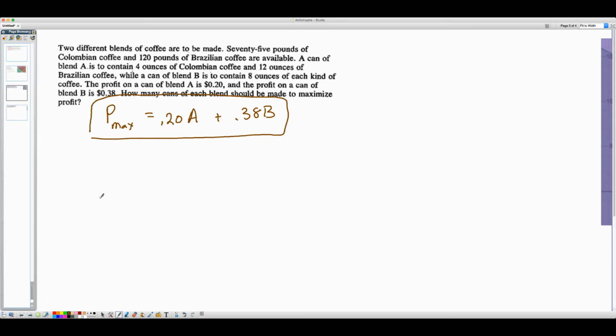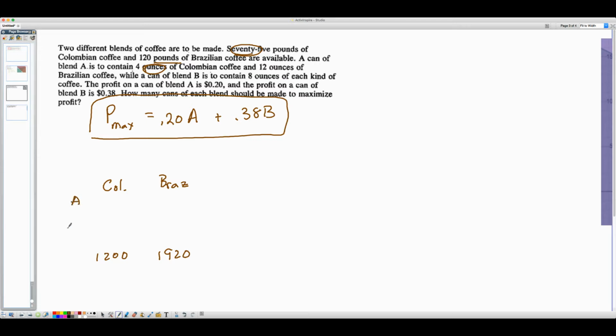Now let's look at the constraints. We have Colombian coffee and we have Brazilian coffee. And it says here pounds, but I'm using ounces down below. So I'm going to change these pounds into ounces. 75 times 16, I think that's 1,200, is the most of the Colombian that I can have. And 1920, I think, is the most of the Brazilian.